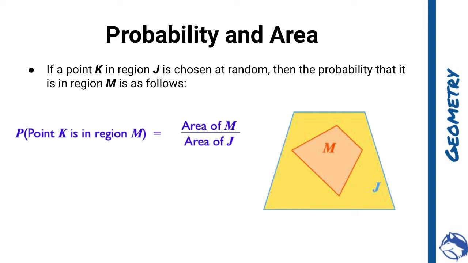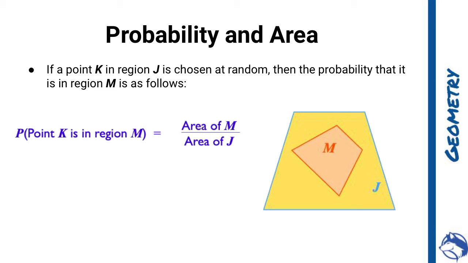So now we're going to talk about probability and area. If a point K is in region J, so basically anything inside this trapezoid that we have here, if I choose it at random, we were trying to find the probability that it is in region M. So basically I'm just choosing a random point, K, and if I choose it randomly, there's an option that it could be in M and it couldn't be in M.